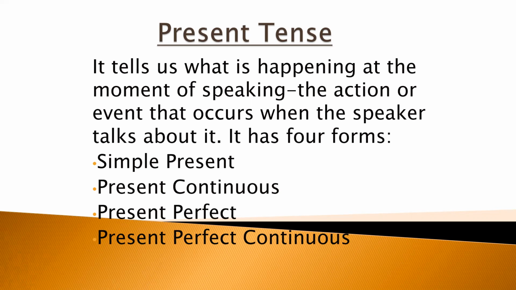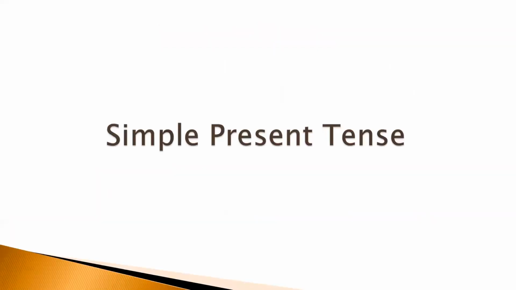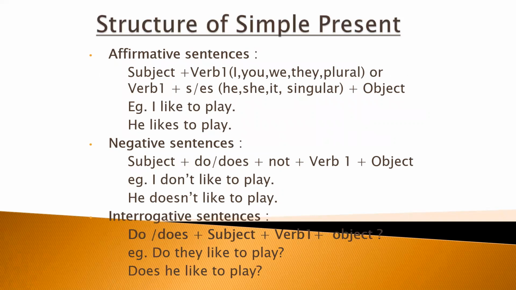Let us understand one by one. So first let us see what is simple present tense. In a simple present tense, if we talk about the structure, how do we frame the sentences? Structure means how do we frame the sentences in simple present tense. Now, we have three types of sentences: affirmative, negative and interrogative. Affirmative can be said as statements, or you can say the positive sentences.